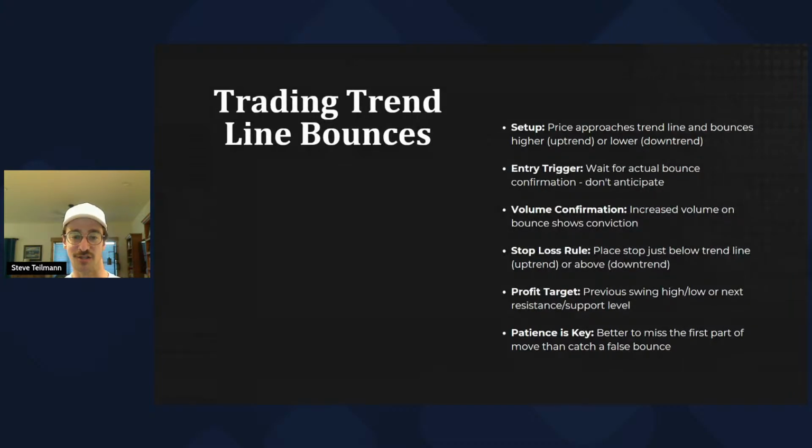So the stop loss rule is place a stop just below the trend line if it's an uptrend, and above if it's a downtrend, right? So essentially outside of the extremes where you're expecting it to bounce and not test that stop.